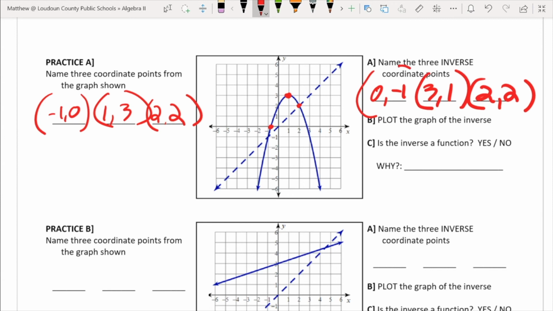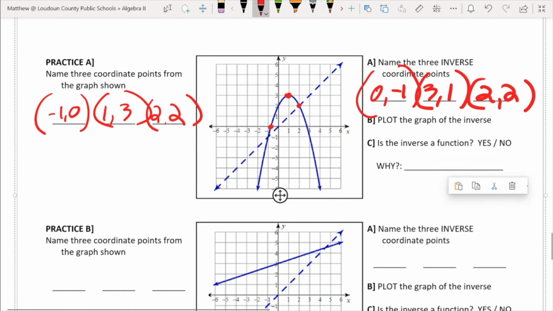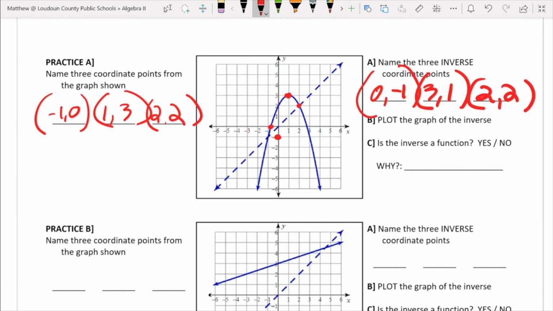Now we can already tell by the horizontal line test that the inverse is not going to be a function. This graph that's already shown is in fact a function, but its inverse is not. But let's just go ahead and try it. So 0, negative 1, 3, 1, 2, 2, right there. Okay, what did I mess up? Oh, 3, 1, 1, 3. There we go. 1, 3, 3, 1, 2, 2.